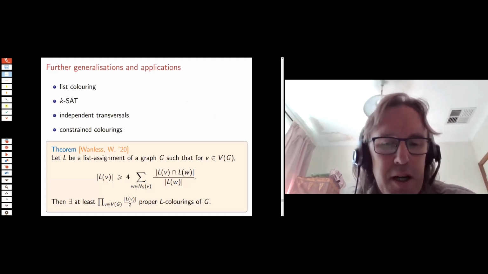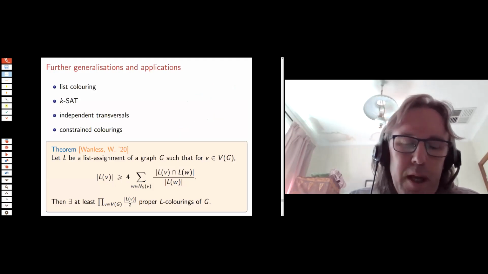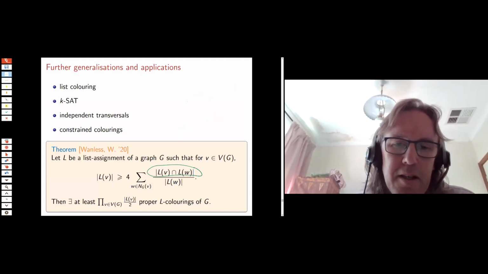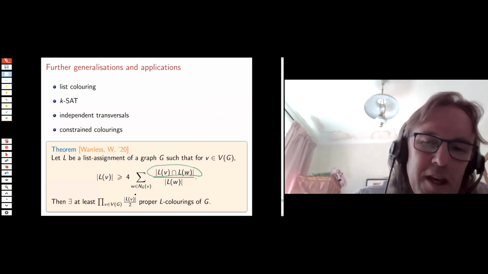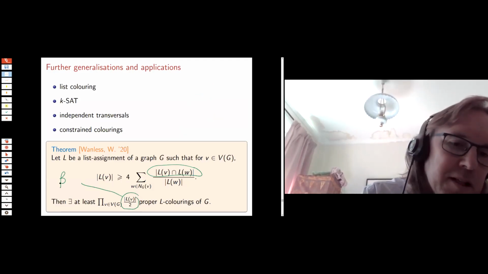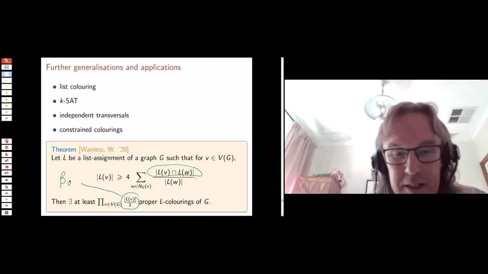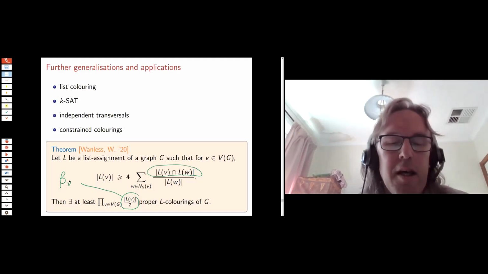And this is one example of what we get. It says if you have a list assignment of a graph, and for every vertex V, you sum over all the neighbors the intersection of the lists, and you sort of average it over the neighbors, then our method goes through. And the proof is really the same, except this here is really our beta term, but now beta depends on the vertex. But the idea is exactly the same. You set up the same sort of induction hypothesis and it all goes through.